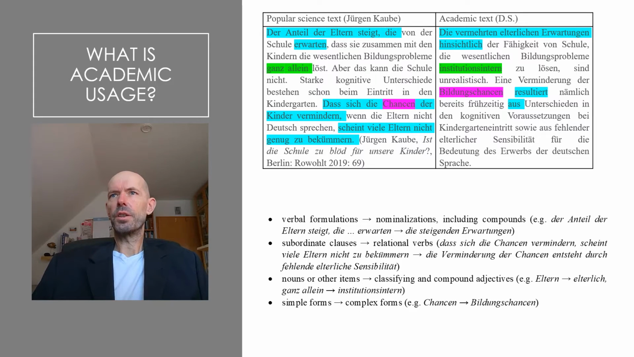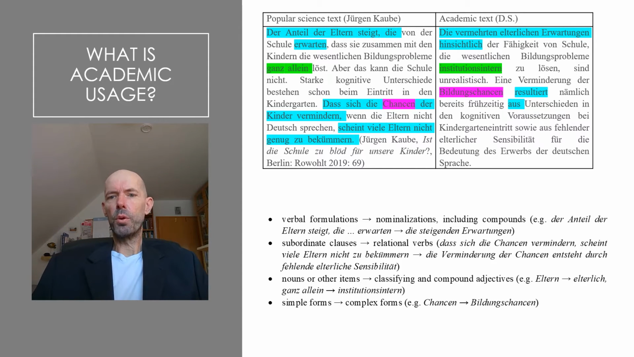What I've done here is I've transformed a non-specialist into a specialist academic text, and I've highlighted some of the bits of text that have been transformed. A first point to note is that verbal formulations are turned into nominalizations, including compounds. So the text starts with "der Anteil der Eltern steigt, die von der Schule erwarten", and in the more specialist text, this becomes "die vermehrten elterlichen Erwartungen hinsichtlich der Fähigkeit von Schule".